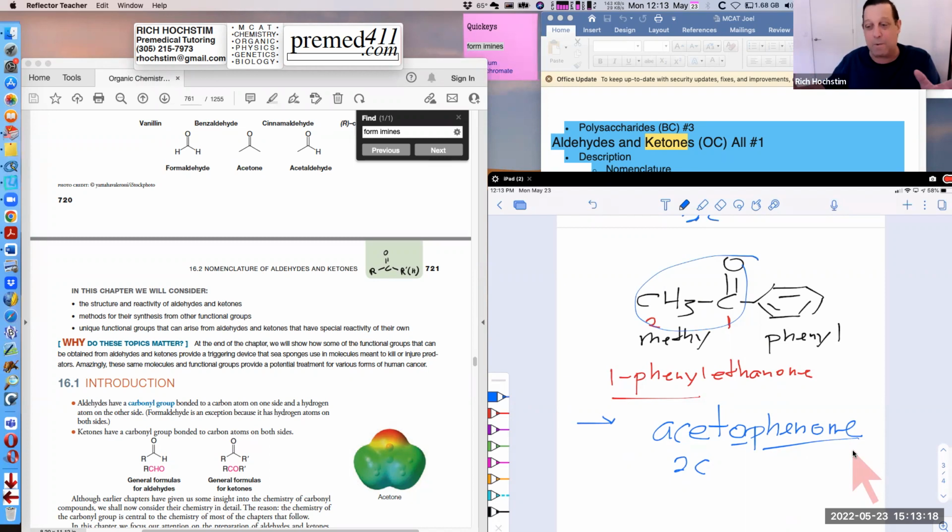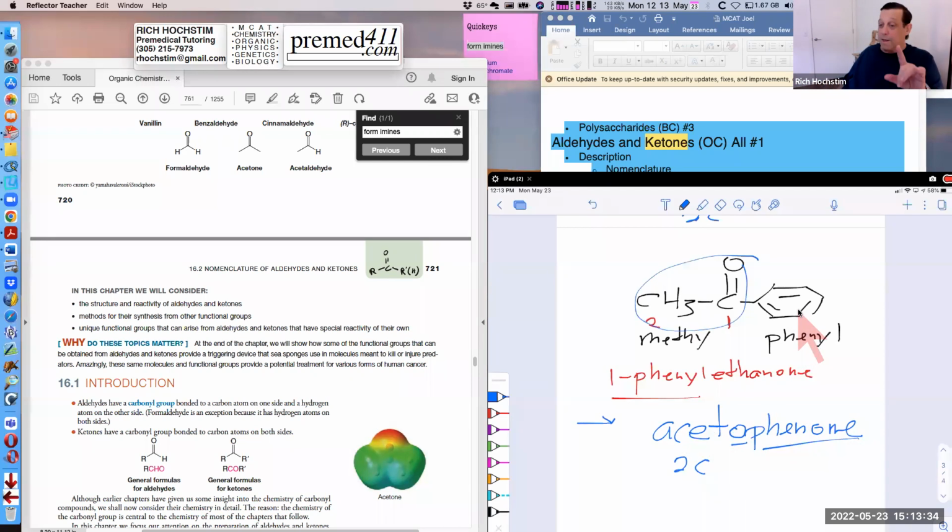Okay, also, this is a dumb way to do it, but this is how they do it. So they say, well, it's a ketone, it's aceto, and since we brought this up, what's connected is a phenyl. And really, this is what everybody calls it, acetophenone.